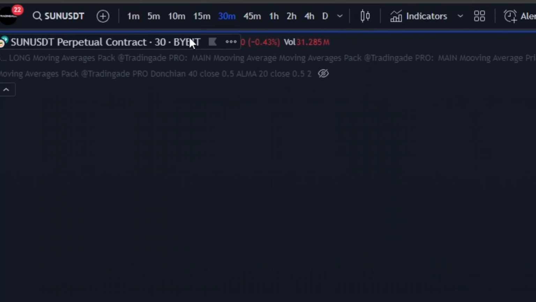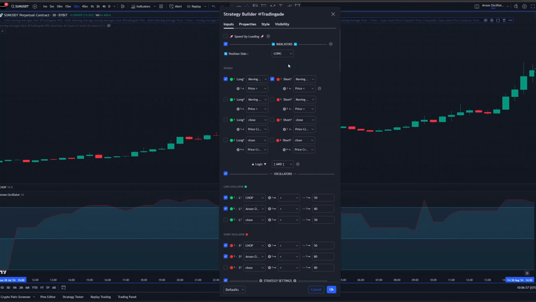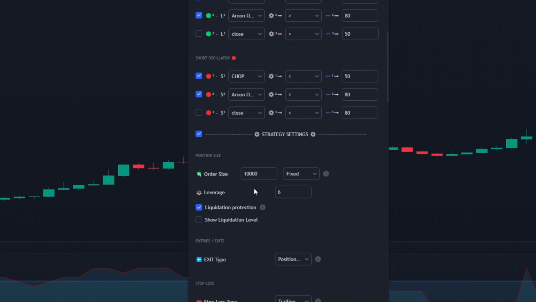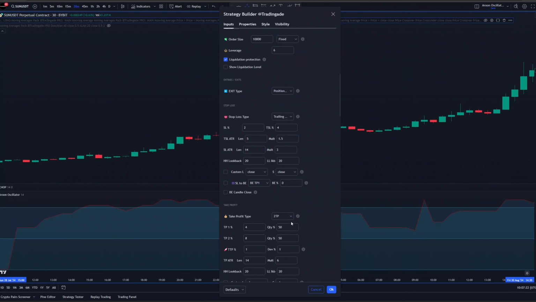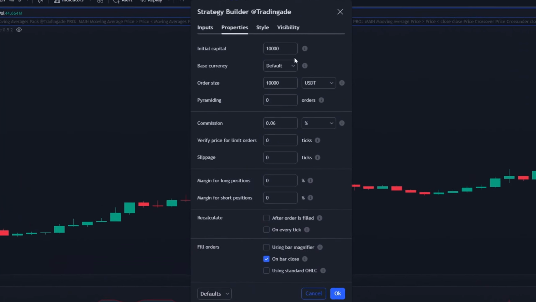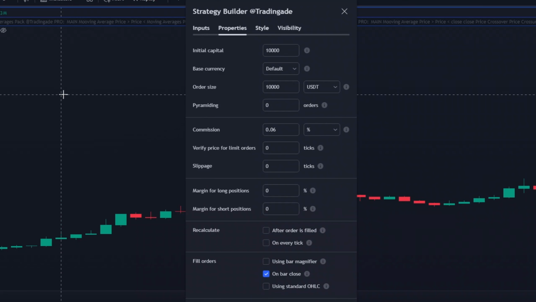Today we're gonna check SUN USDT on 30 minutes time frame. We are on Bybit exchange. We're gonna backtest only long position, order size $10,000 with fixed amount, 6x leverage, trailing stop loss 4%, double take profit 4 and 8%, initial capital $10,000 and 0.06% commission.